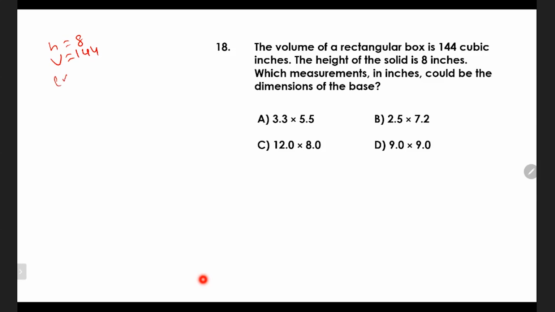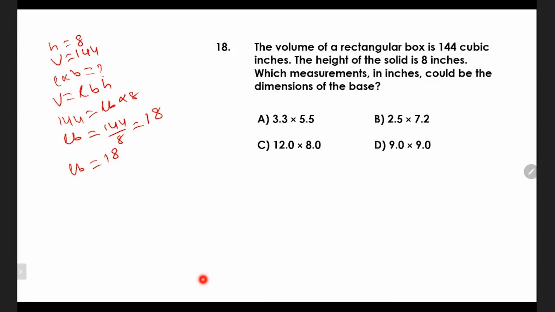So length into breadth is how much? Volume equals L into B into H. So 144 equals LB into 8, so LB equals 144 by 8, which is 18. Length into breadth is 18. Now let us see which could be the answer.